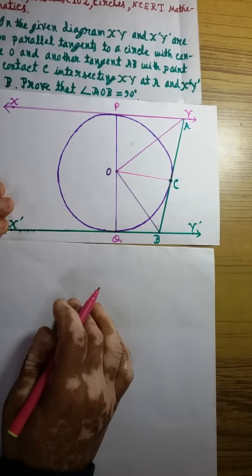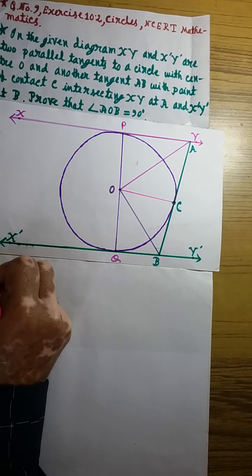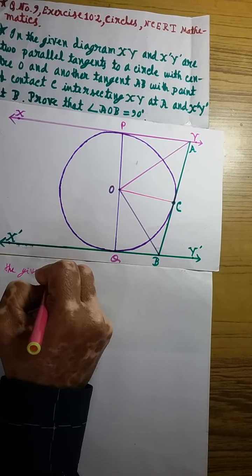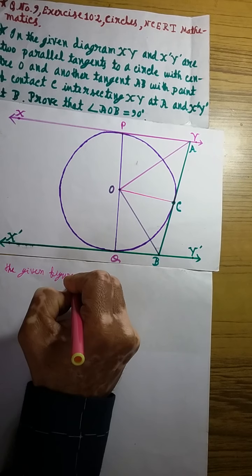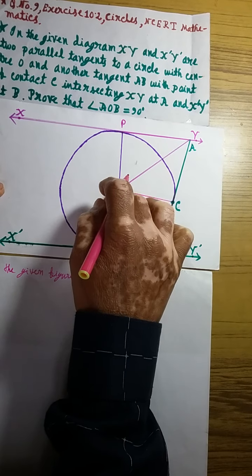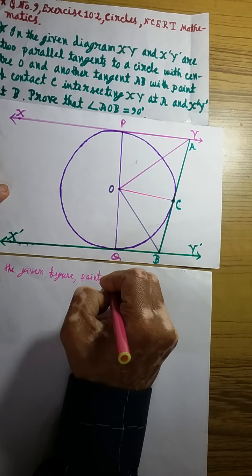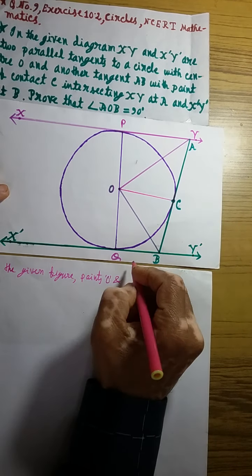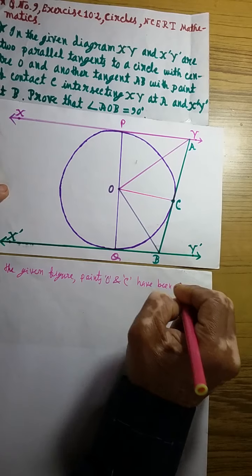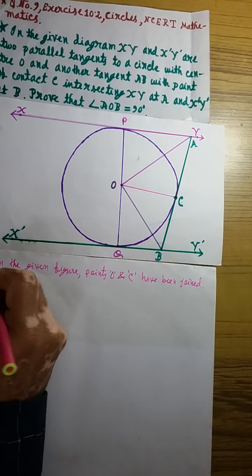After this, proceed in this way, write in this way. In the given figure, points O and C have been joined. After this, write in this way.